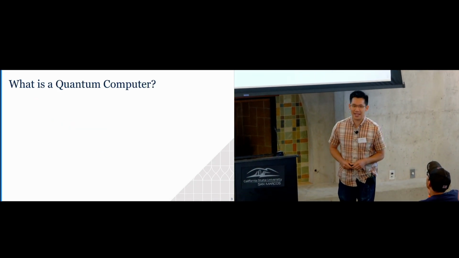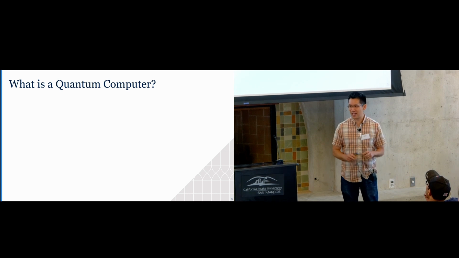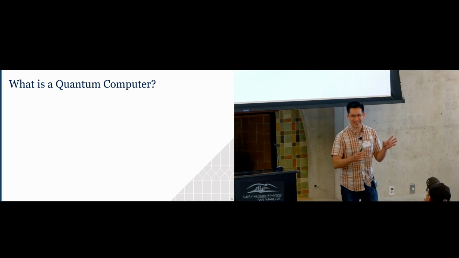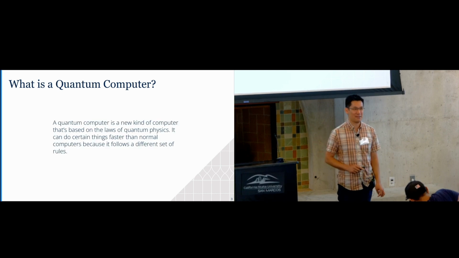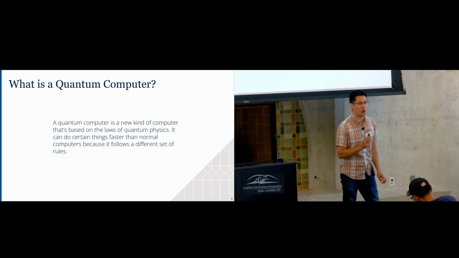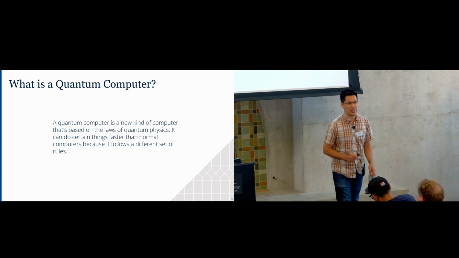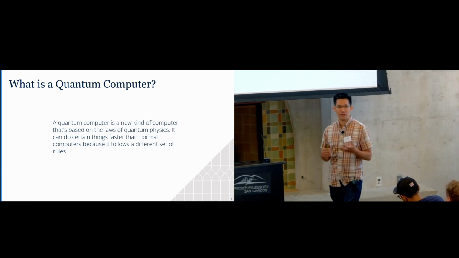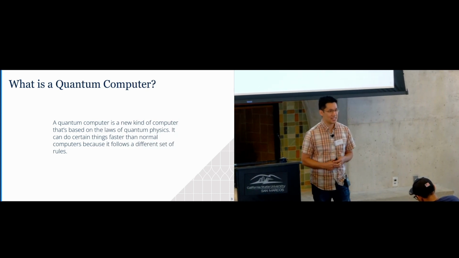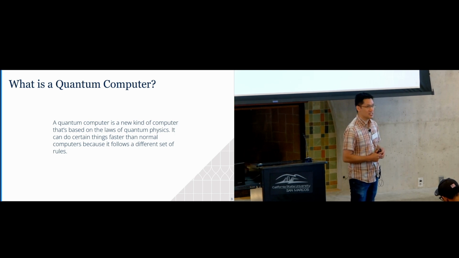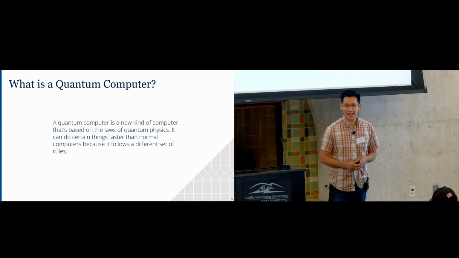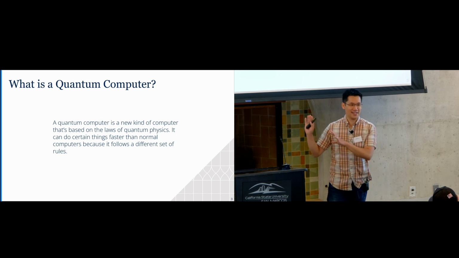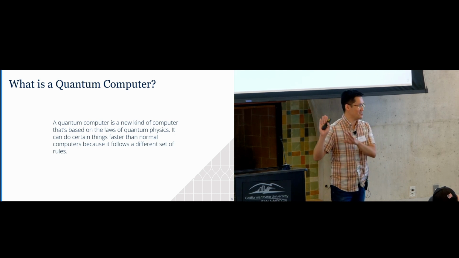So the first thing we did, after the paperwork I had to do, like do you consent to be part of the study and all this stuff, was I gave them this statement of what a quantum computer is. So I said a quantum computer is a new kind of computer that's based on the laws of quantum physics. It can do certain things faster than normal computers because it follows a different set of rules. And so this is their only knowledge of quantum computing, these 2 sentences.